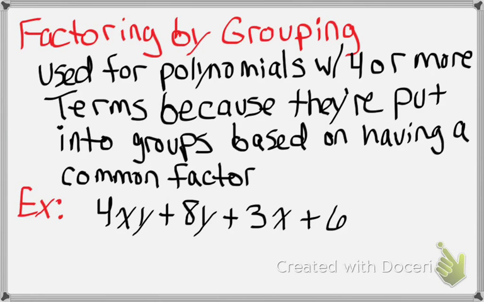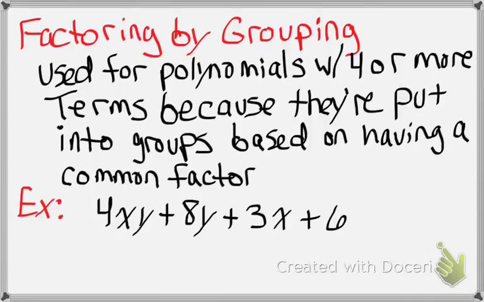All right, so far we've been talking about how to factor when you have 2 or 3 terms. But now we're going to talk about what to do when you have 4 or more. For the sake of our class, we're probably just going to focus on 4. But what I'm about to show you works for 4 or more. We call it factoring by grouping. Basically, it's going to be used for polynomials with 4 or more terms because we're going to put them into groups based on having something in common, meaning something we can pull out of both of them.